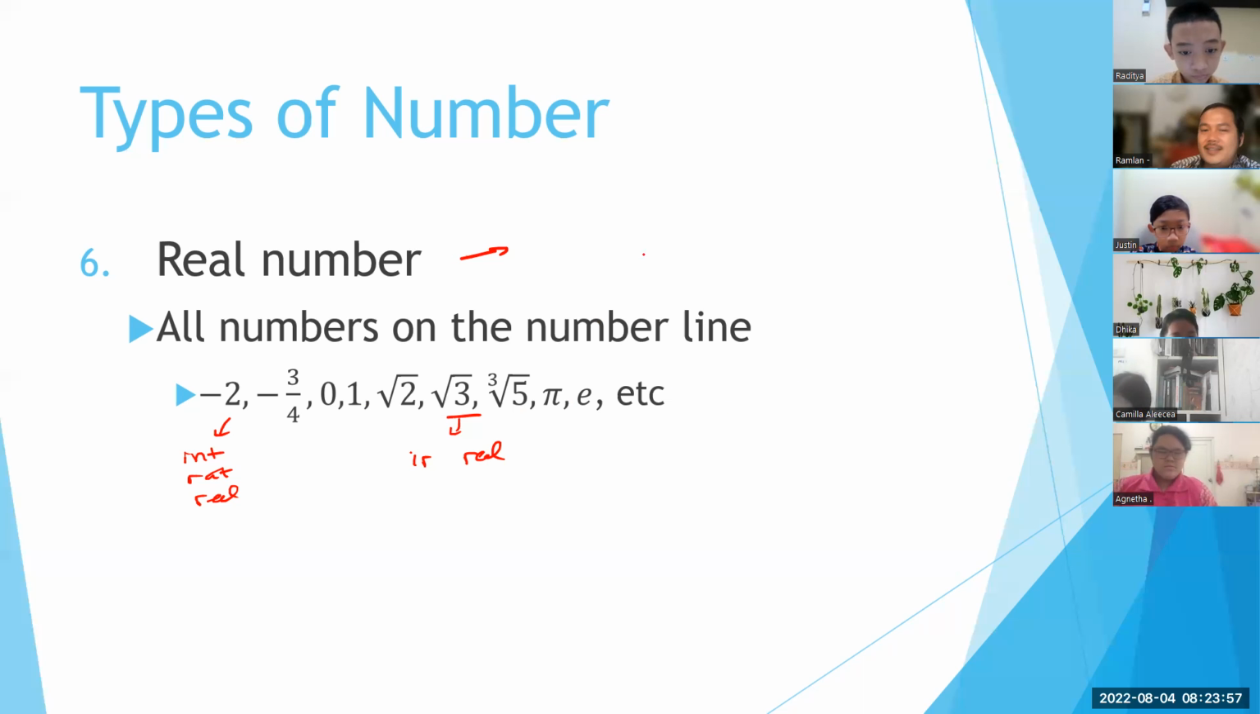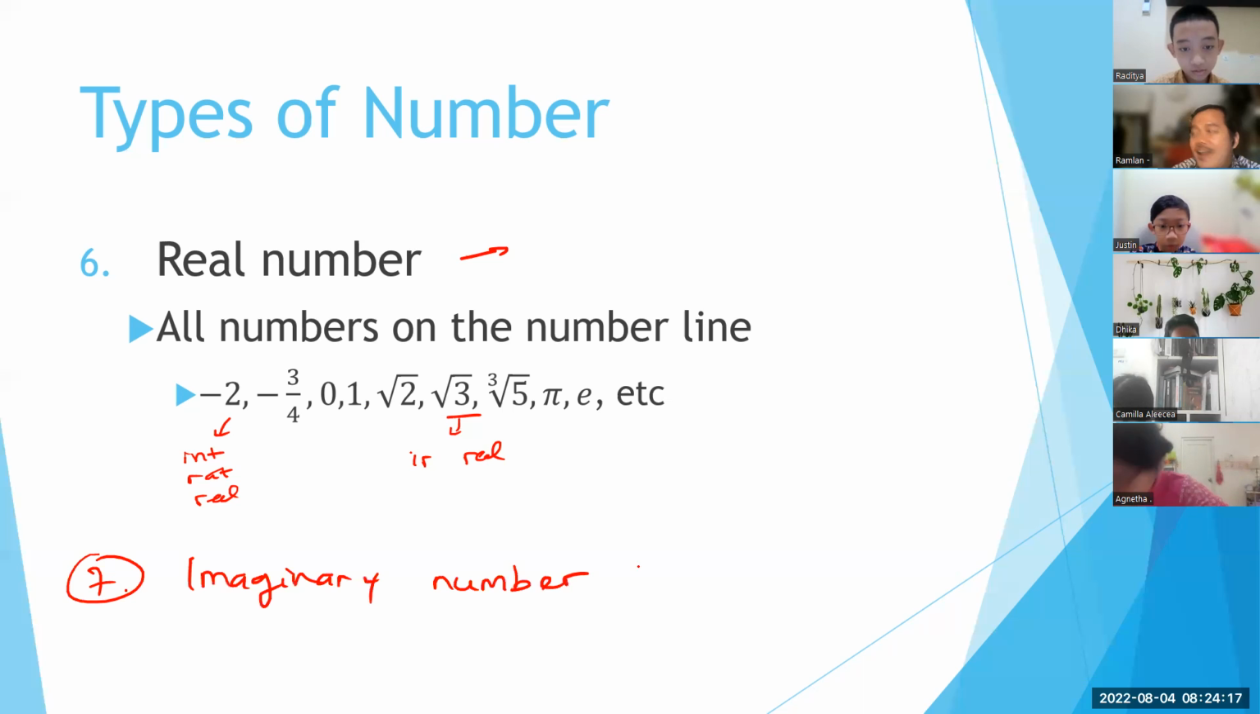We call it this. You don't need to write this down, it's just for you to know. Actually, we have one more type of number, and we're not going to learn about this. I just want you to know that there is the opposite of real number, which we call the imaginary number. So we have real and imaginary, yang asli sama yang cuma ada di khayalan, seperti dunia asli dengan dunia maya, dunia game.